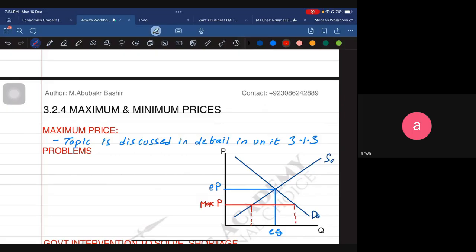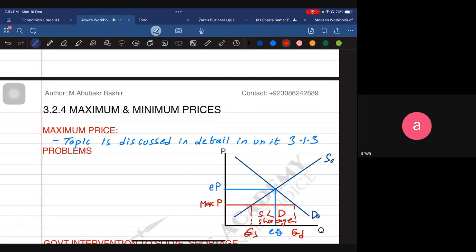And here we have supply is less than quantity demanded. Yes, the shortage. Very good.